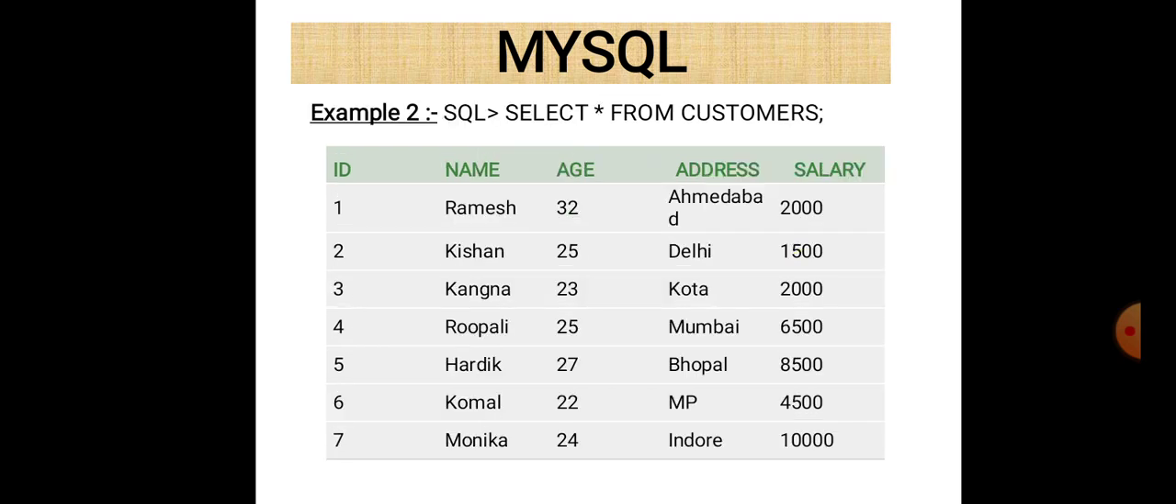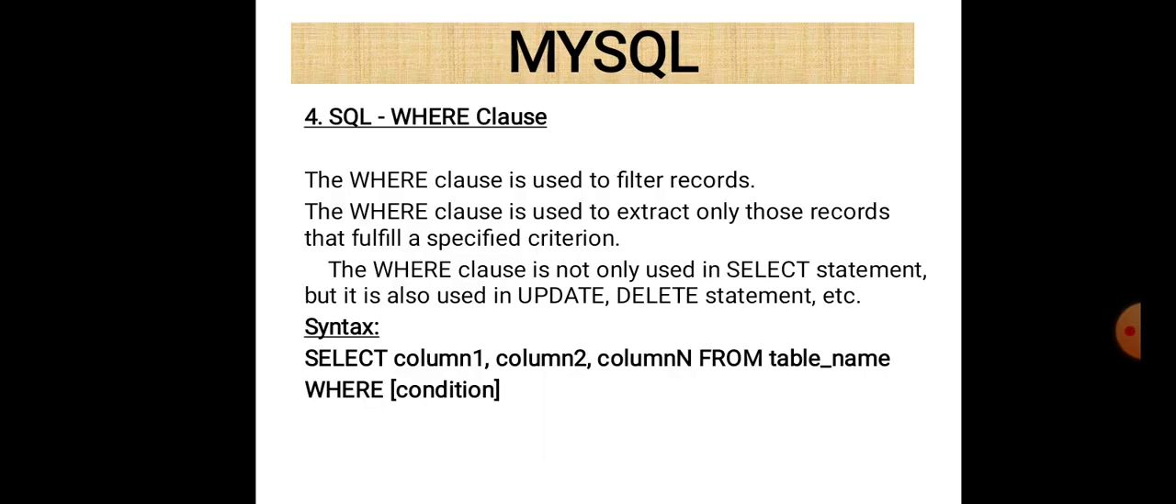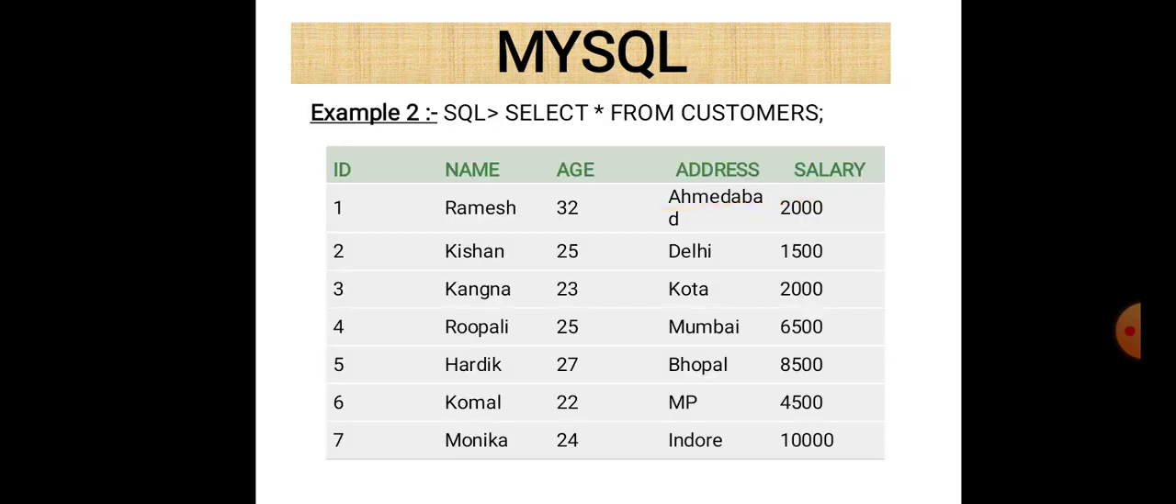Next, if you write select star from customer, then the complete data of the table customer will be displayed on the screen. As you see in this example, ID, name, age, address, salary, complete data is visible here. So that is all about the select statement. Using the select statement, first of all, you are able to select a column or a group of columns or the entire table with all records.